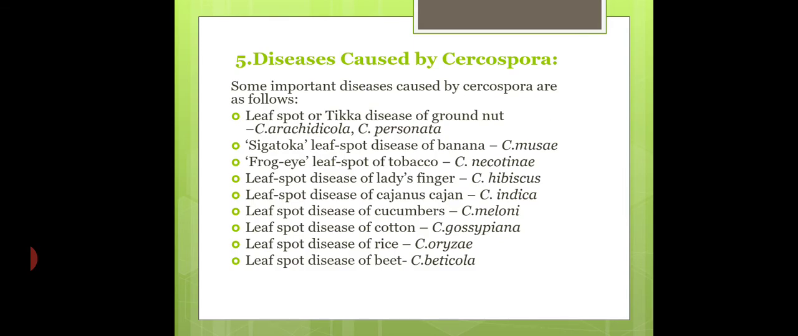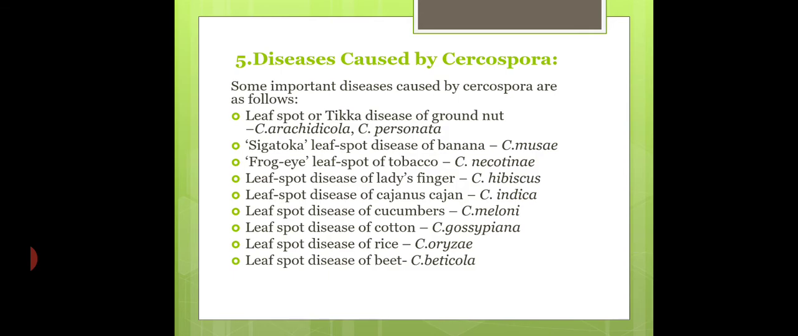All are related to the botanical names. Cotton, Cercospora gossypina, Gossypium species is cotton. Then rice, Cercospora oryzae. Then Beta vulgaris, that is sugar beet or beet, Cercospora beticola. So you can very easily remember the botanical names of these parasites. If it is asked for 4 marks, you can write these also: Cercospora musae, nicotianae, hibisci, indica, melonis, gossypina, oryzae, and beticola.